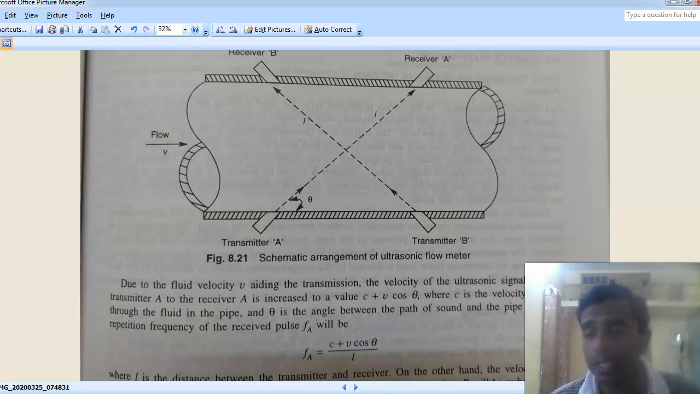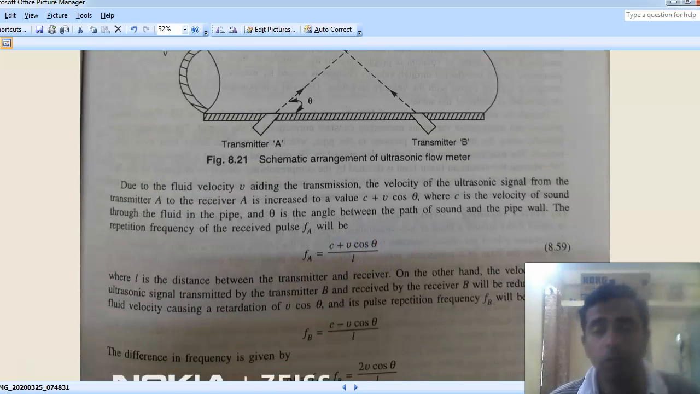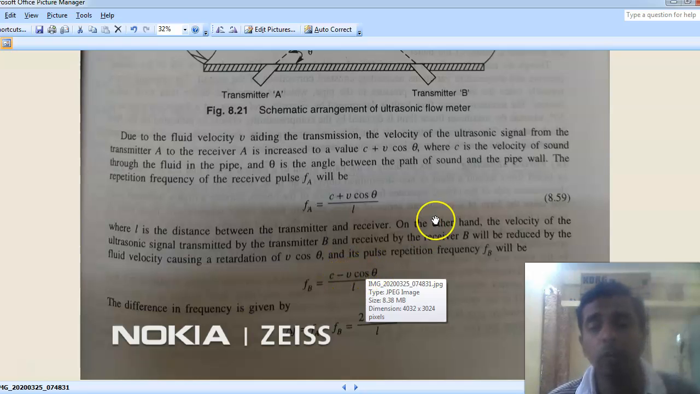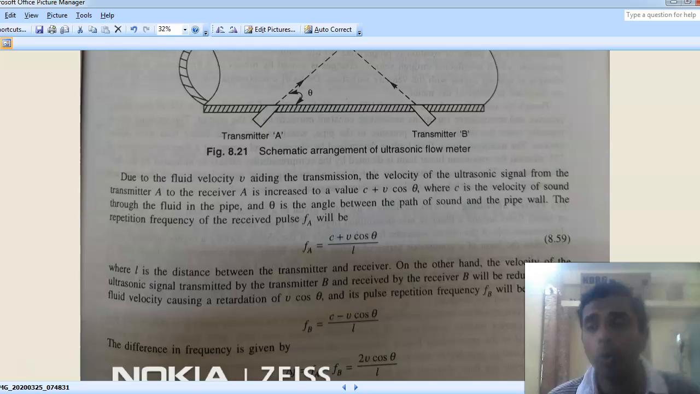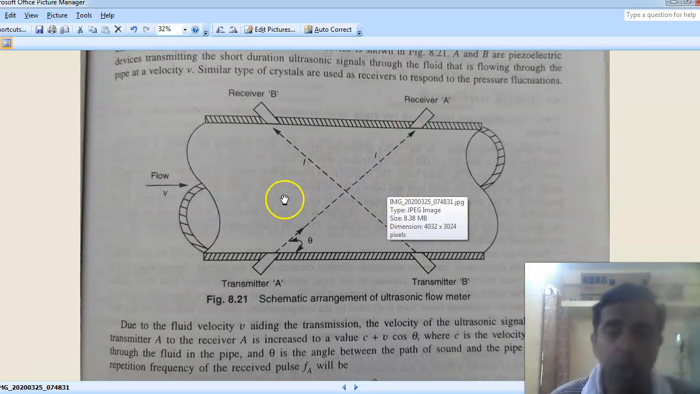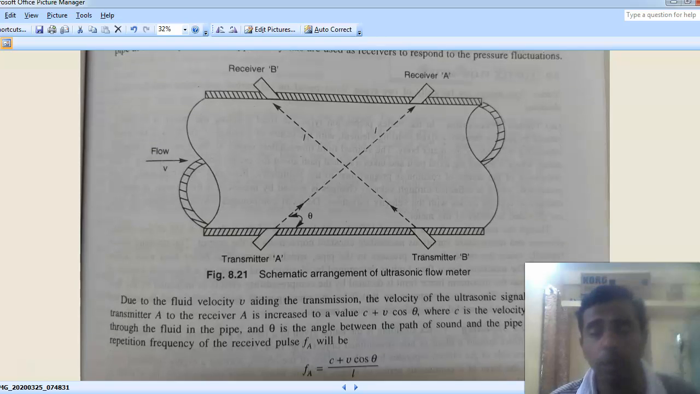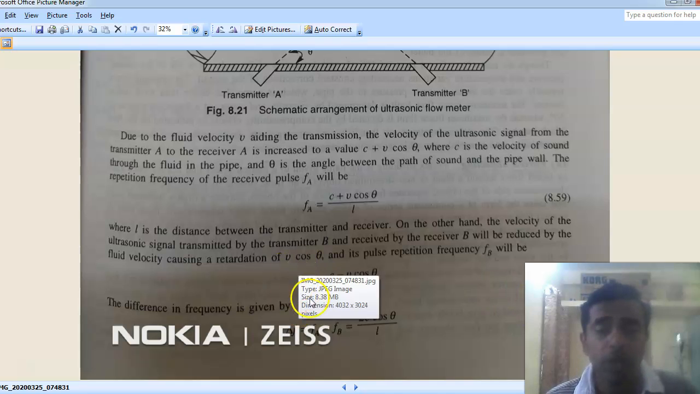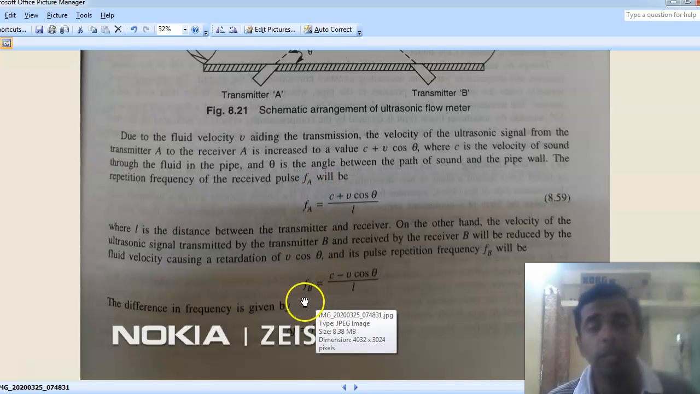Whereas, take the case of transmitter and receiver B, where velocity decreases. It is just like moving upstream. We are moving against the waveforms. The mechanical waveforms are moving against the velocity of the fluid. So obviously the velocity decreases by a factor V cos theta. So these are the shifted frequencies received by the corresponding receivers.